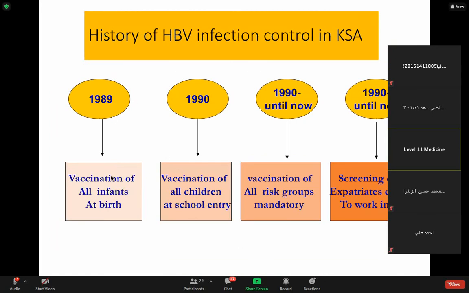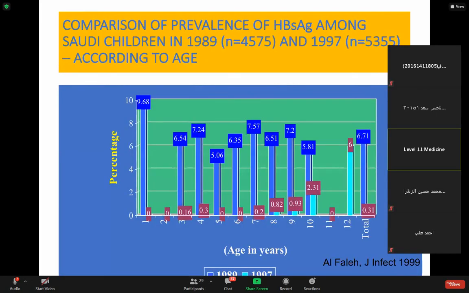So in 1989, the vaccination of all infants was established. In 1990, vaccination of all children at school entry, so to capture those people who weren't vaccinated during infanthood. And now, basically, vaccination is mandatory for all people, as well as we screen them before joining work. So now compare the prevalence before and after. So before in 1989 and after 1997. This is after 10 years.